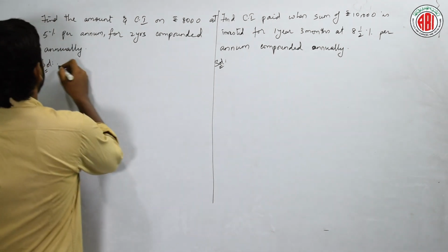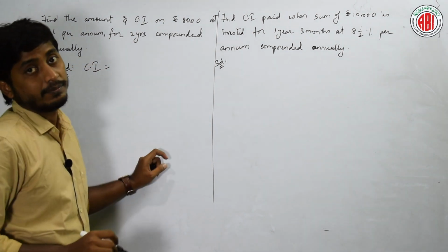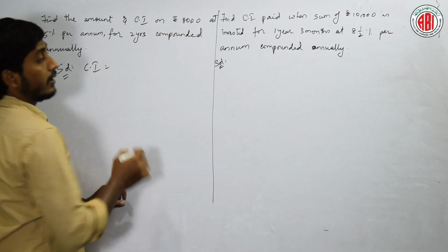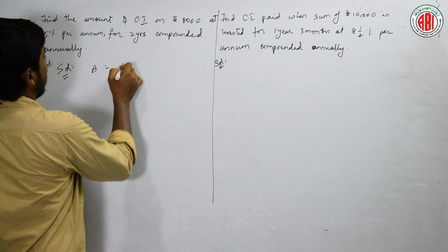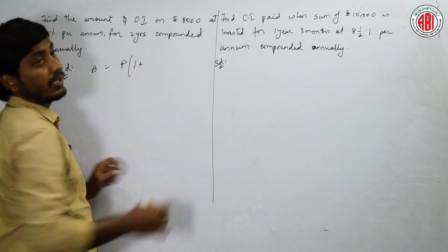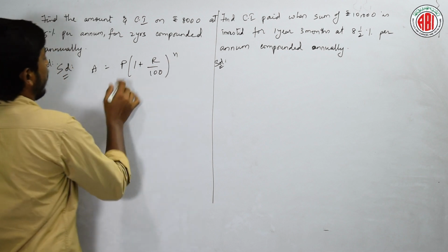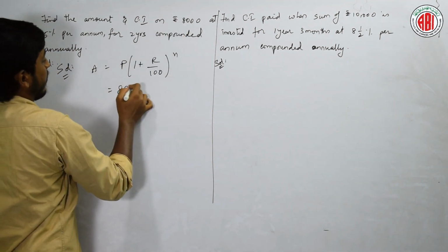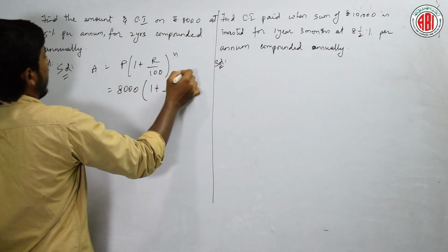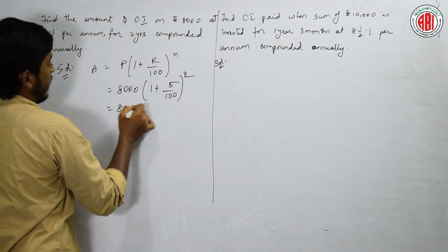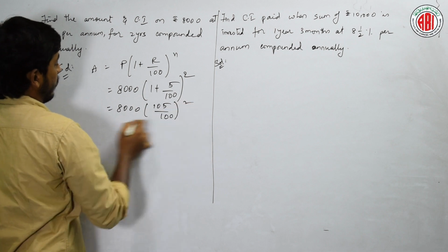We have to find CI first. How do we find? Tell the formula, yes or no? Sorry, first find the amount. We have a direct formula for amount, right? That is principal into 1 plus R by 100 whole power n. What is principal? 8,000. What is rate? 5. How many years? 2. That is 8,000 into 100 plus 5, 105 by 100 whole square.